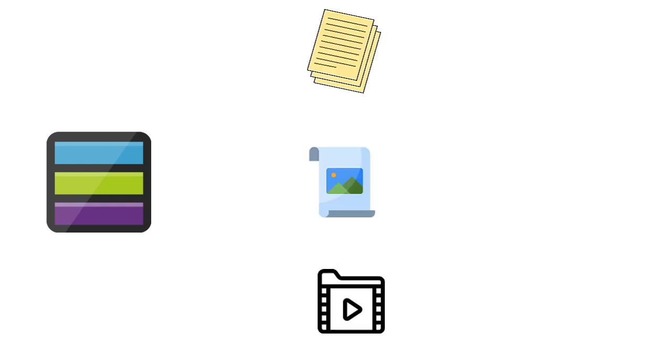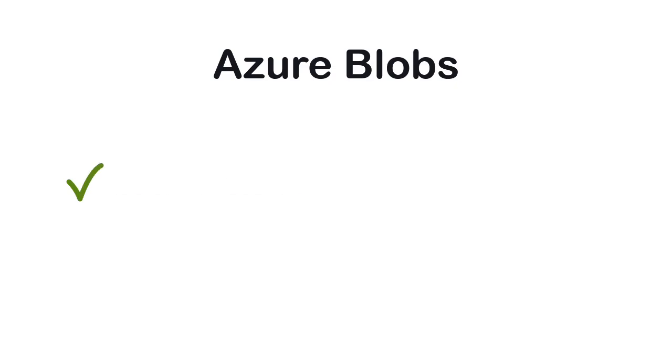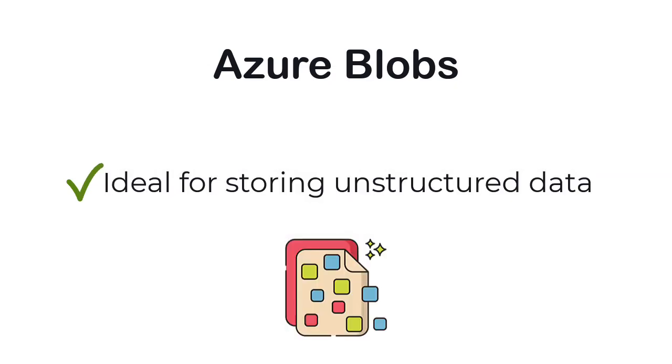Azure Storage can be used for storing and maintaining various types of data, which can include documents, images, videos, and application data. Azure Storage falls into 4 main categories. We have Azure Blobs, which is perfect for storing massive amounts of unstructured data.